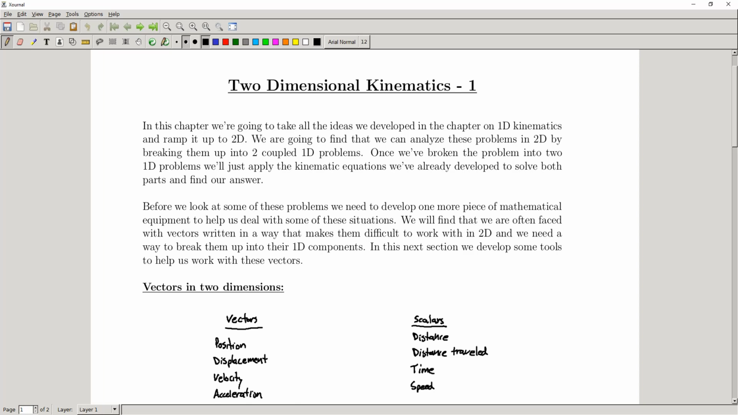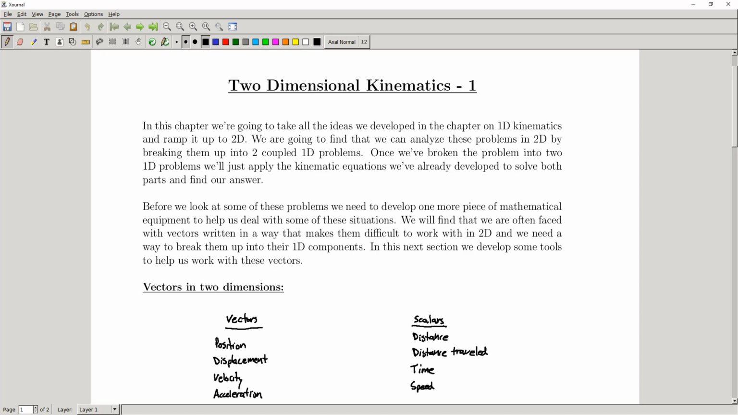Okay, in this video we're going to be starting our discussion about 2D kinematics. In the previous set of videos we finished up our discussion on 1D kinematics. We developed a number of equations, and we're now able to solve problems in 1D kinematics. Now we want to ramp this up to being able to answer problems about objects moving in 2 dimensions.